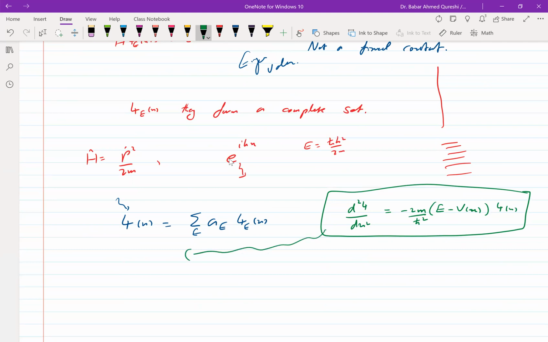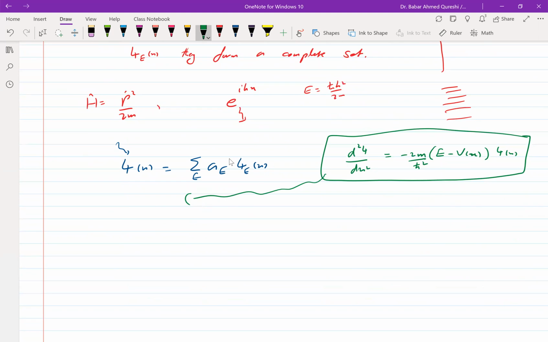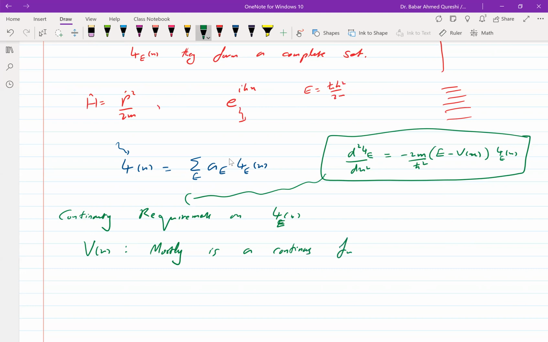But looking at this, I can make some statements about continuity. Well, this is psi of E. Continuity requirements on psi of x, psi E of x. So this V of x mostly is a continuous function. Mostly, I should say, in principle, always. Because remember, force is a derivative of it. So if it has a discontinuity, you will have an infinite force at that point in space.